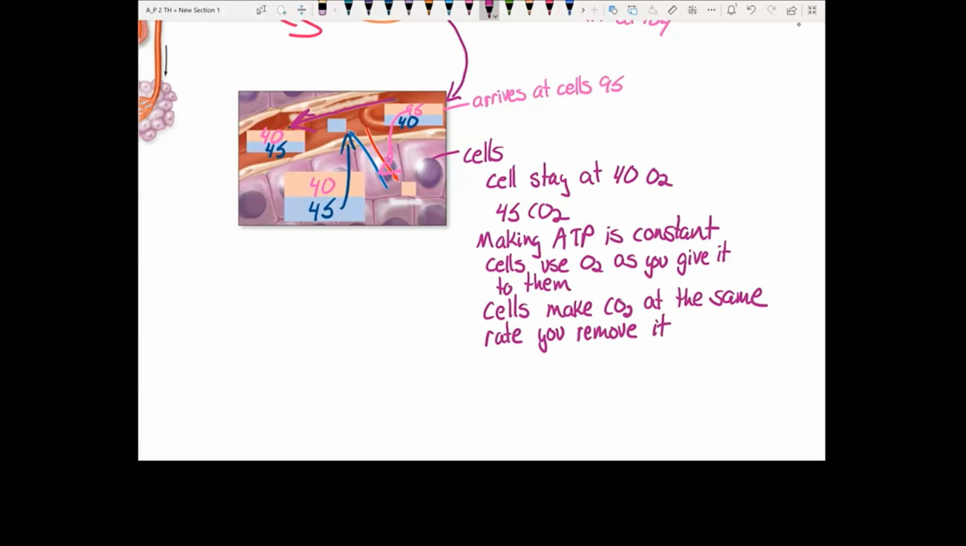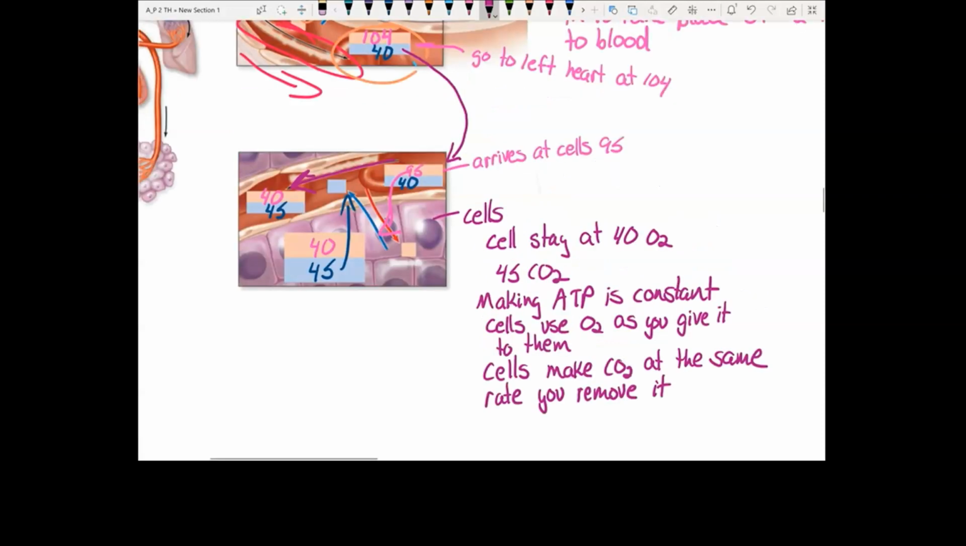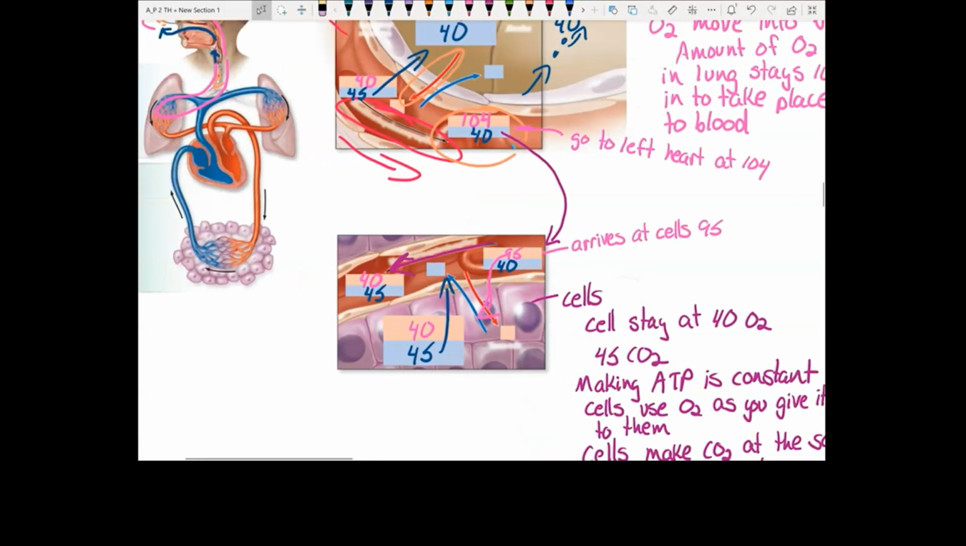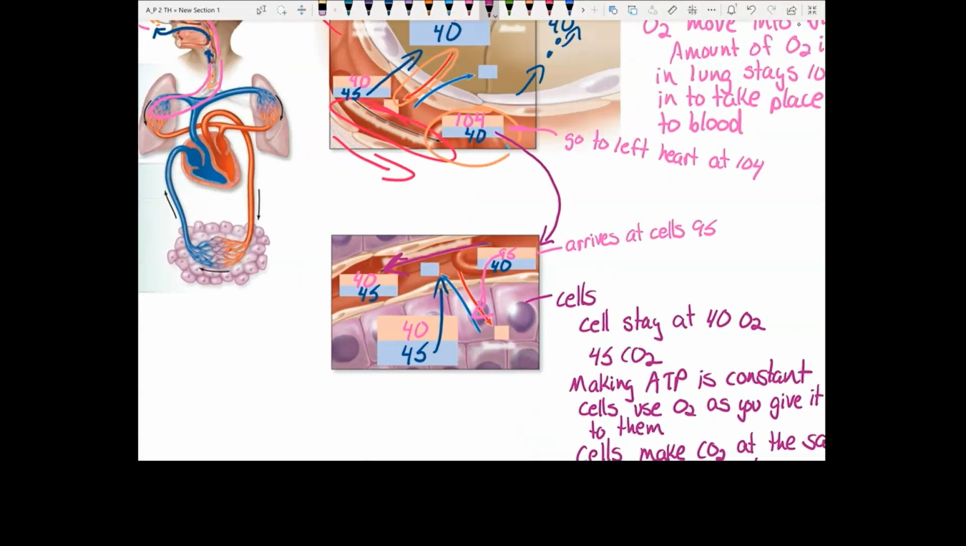So we're giving the cells oxygen, we're picking up their carbon dioxide, but the numbers in the cells don't change, only the blood changes. Now we're ready to repeat. So this is the blood that goes to the right side of the heart, which pumps it to the lungs, and there we are, back to the 40 and 45 that we started with in the lungs.